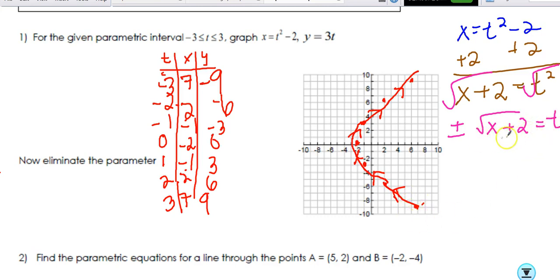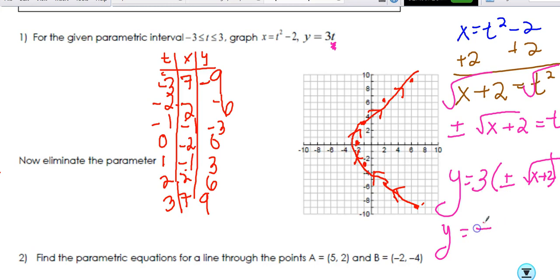And now we take that, what t equals, and we're going to substitute that into the y equation. So I get 3 times plus or minus the square root of x plus 2. I'm going to make that look a little nicer. 3 times plus or minus 1 is plus or minus 3, square root of x plus 2. The reason we have the plus or minus is this part of the graph up here is a positive square root graph, and this part down here is the negative, the reflected part of the square root graph. So we have two pieces since it's not a function.